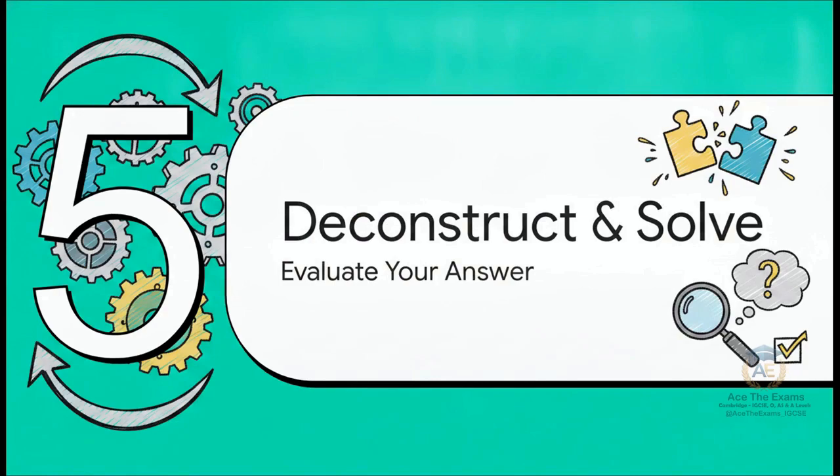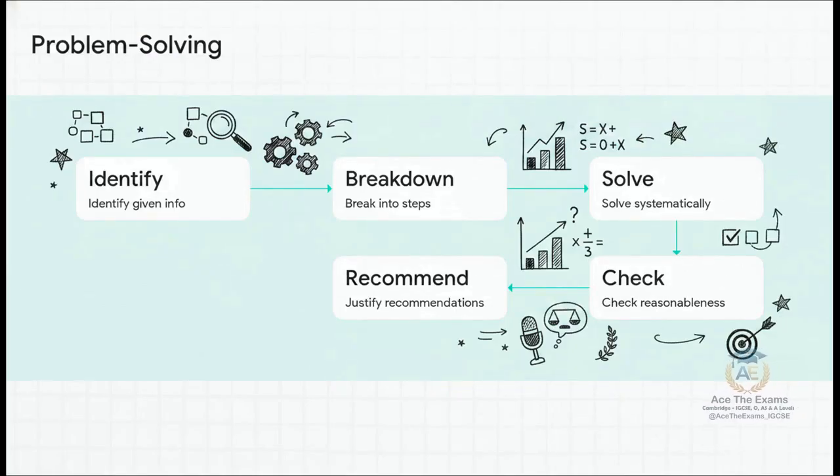Finally, let's bring it all together in Section 5. Deconstruct, solve, evaluate. This is the ultimate problem-solving cycle for those tricky, higher-order questions that separate the top tier from the rest. 1. Identify the given data. Read the scenario twice. 2. Break it down into logical steps. 3. Solve it systematically using the PL framework. 4. Pause. Check if your answer is actually reasonable. If your calculation says the beta test took 400 years, you've messed up. And 5. Finish with a justified recommendation based on your findings.